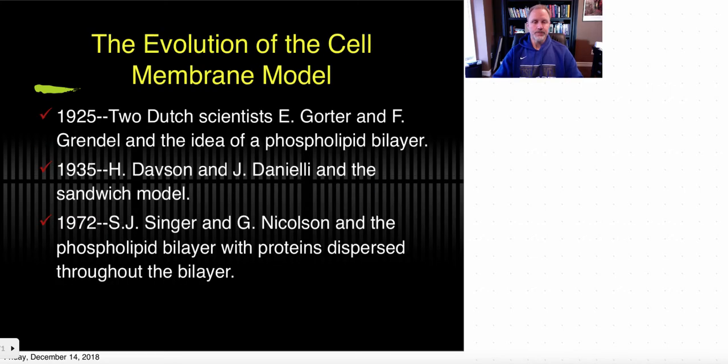Okay, now the evolution of the cell membrane, this was one of the things that we spent some time on in class. During the 20s you had Gorter and Grendel come up with the idea of the phospholipid bilayer, and then in the 30s you had Davson and Danielli extending some of this work, and that work really lasting in excess of 30 years until Singer and Nicolson came along and came up with our current model, which is the fluid mosaic model of the actual lipid bilayer.